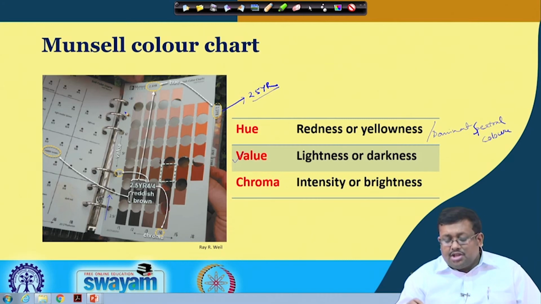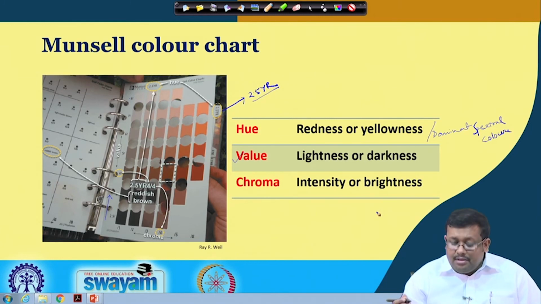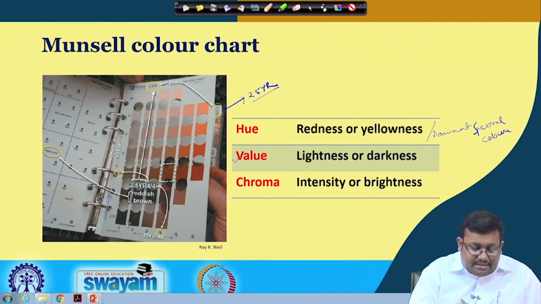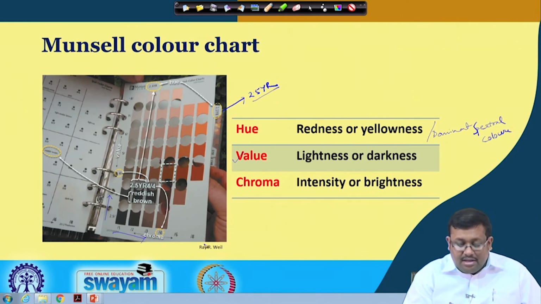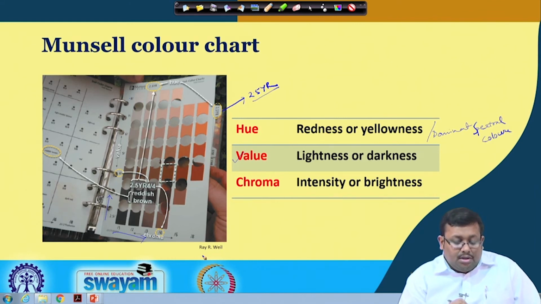And the third criteria is called chroma, which shows the intensity or brightness, or in other words the purity of the color. So, the chroma increases from 1 to 8 and it increases from this side to this side, left to right. As we increase the chroma, the purity of the color is somewhat decreasing. So, using these three different variables, we can define a particular soil color.